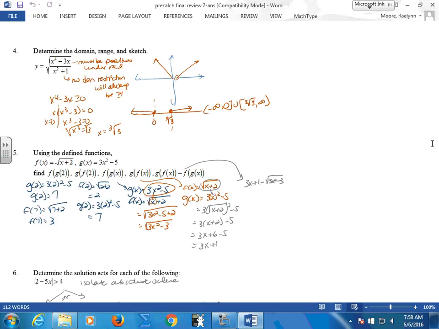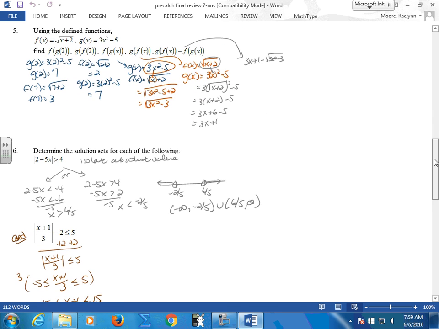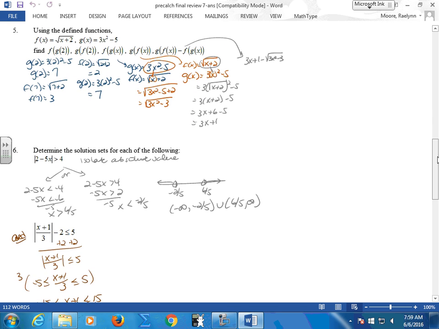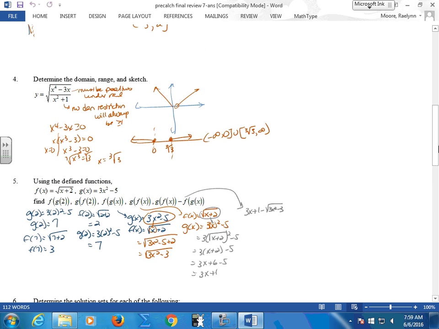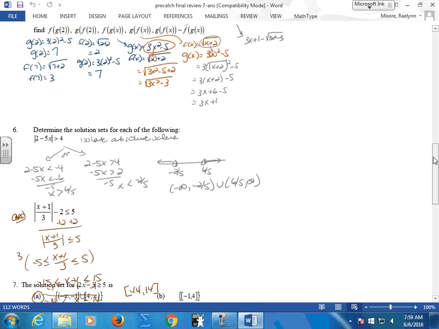Number five, can you guys do number five? The only one that you have a problem with in number five, and I didn't put it out there, was a divide. The divide will give you another domain restriction because then you have a denominator. So just be careful if I give you a divide. Number six goes way back. I think this was part of the very beginning, before we hit any of your units.